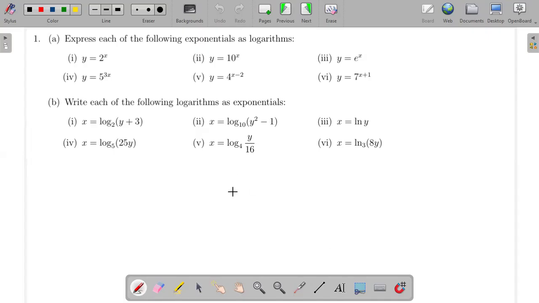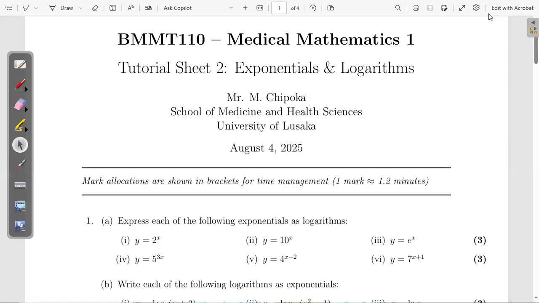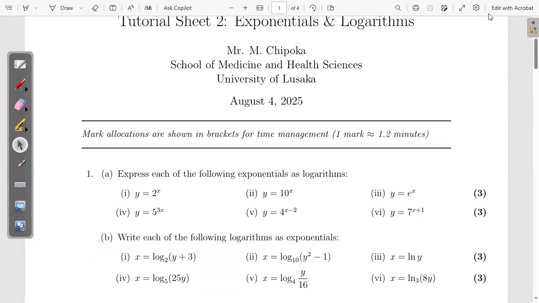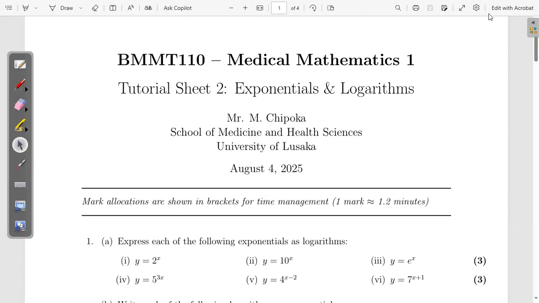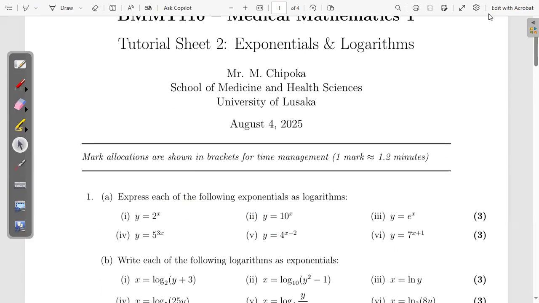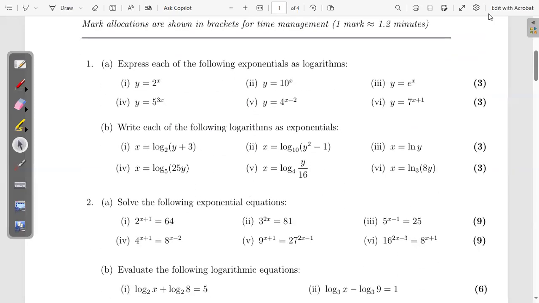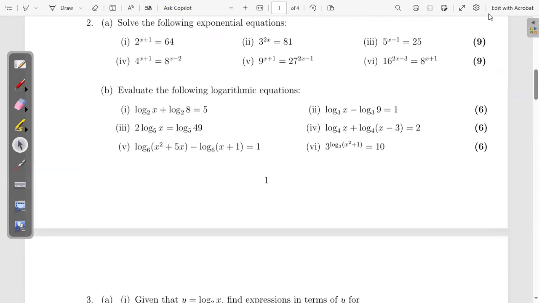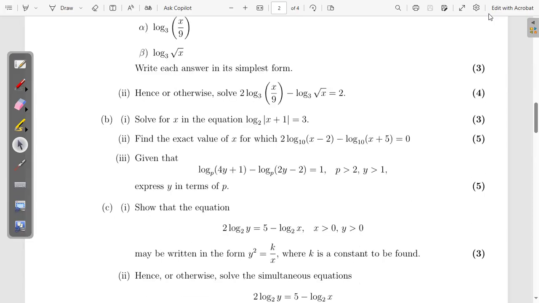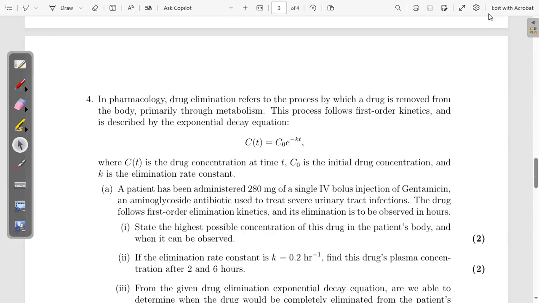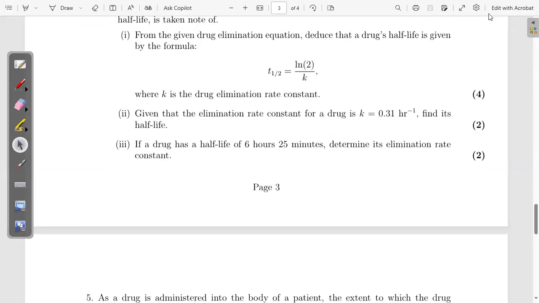All right. Welcome to today's class where we'll be looking at questions from tutorial sheet 2, which is basically on exponentials and logarithms. Okay, so this is the tutorial sheet. This tutorial sheet is coming from the University of Lusaka. So it has about 5 questions. As you can see here, we have question 3 there, question 4, and then question 5.